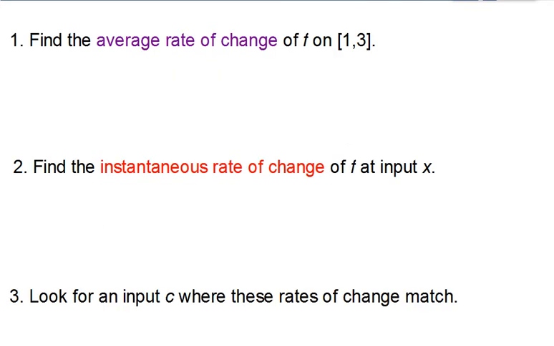Okay. So step 1, we'll find the average rate of change. Step 2, we'll find the instantaneous rate of change. And step 3, we'll make them match. Here goes. So we have the function f(x) equals square root of x minus 1.